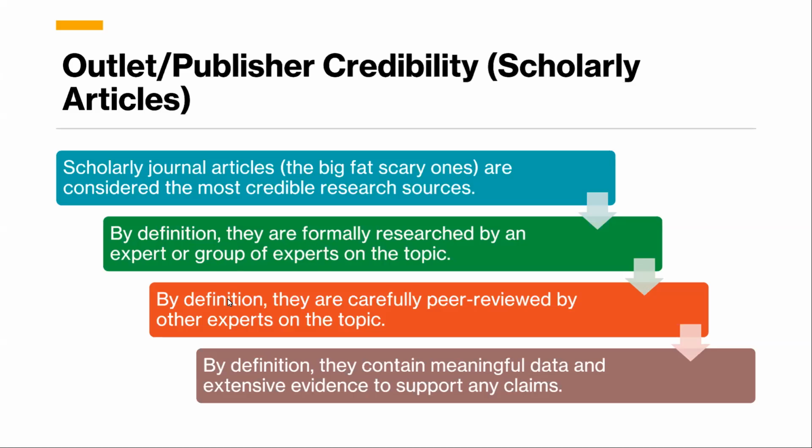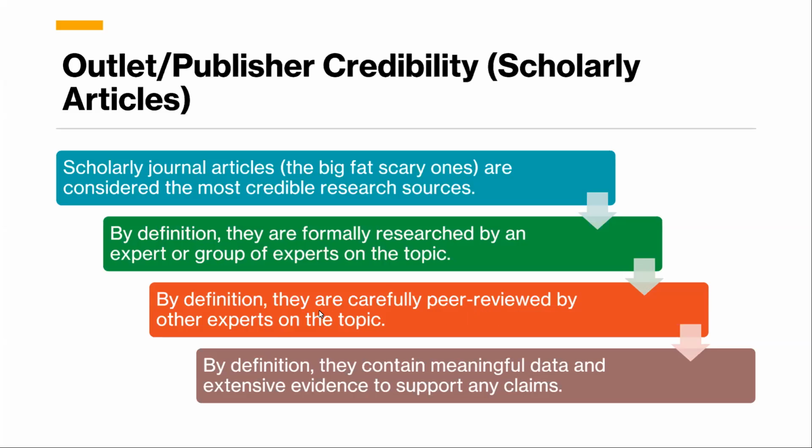And then not only do experts write the information, but scholarly journal articles are peer reviewed, which is a fancy way of saying that other experts who didn't write the article read it and verified the research in there. They verified the data that's used and the research methods that are used. So not only was the article written by an expert, but it was verified by other experts.